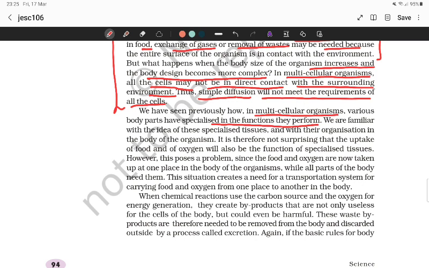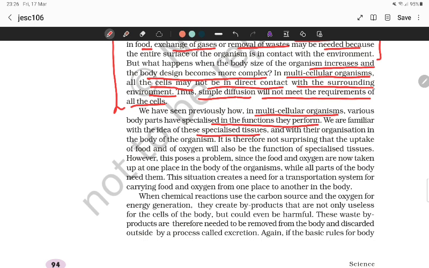The cells are not in direct contact with the environment, but they are arranged in a highly complicated way, and that is where simple diffusion, meaning movement of substances from higher concentration to the lower concentration, merely is not sufficient. So what happens there? Specialized tissues are important for the transportation of the substances.